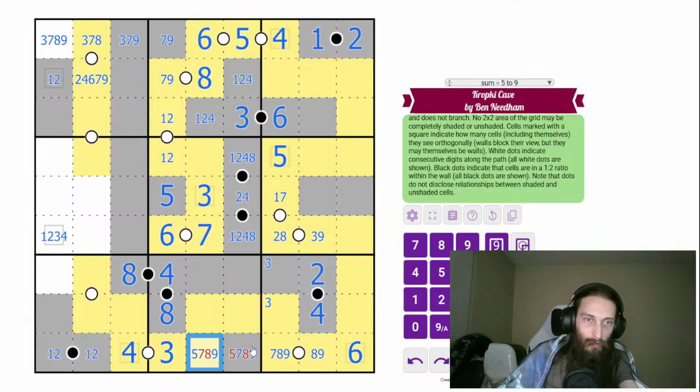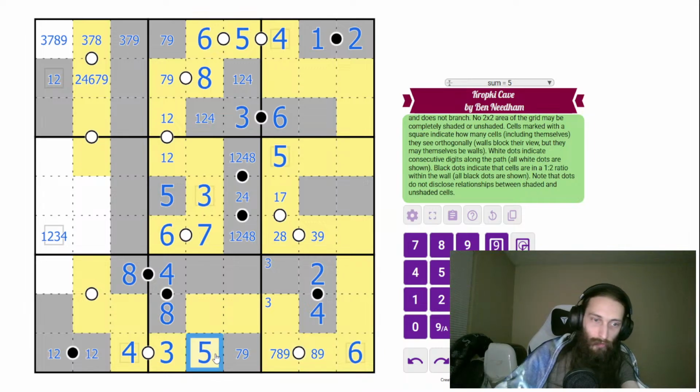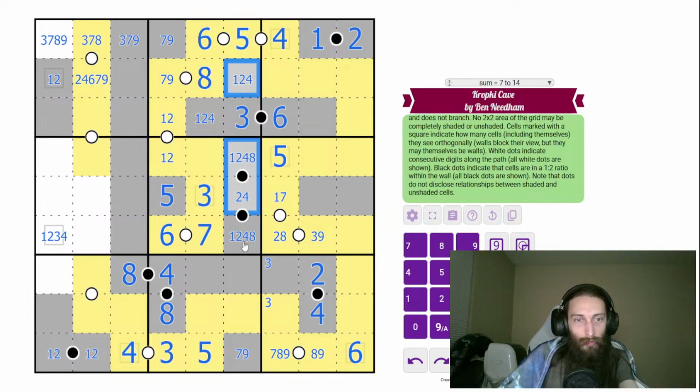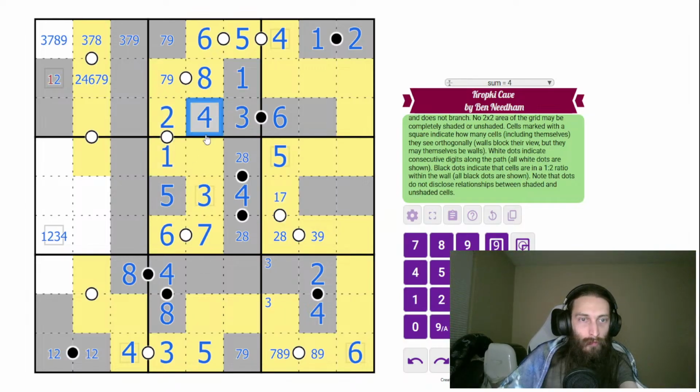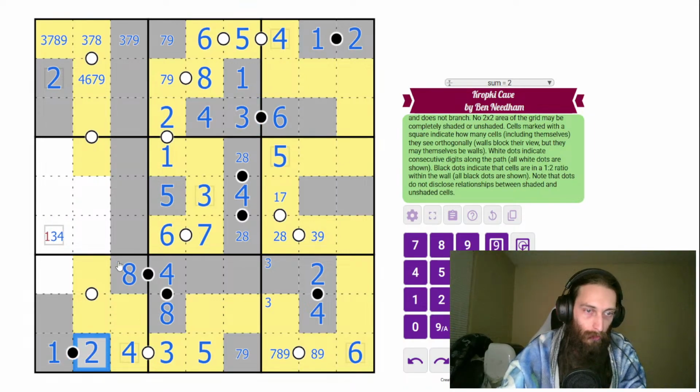5, 7, 8, 9. Got a 7, 8 here. And a 5, 8 there, so that's 7, 8, 9. So this is 5. 1, 2, 4. So we can't have 1, and that's not a 2 in the middle, it's a 4. Oh, well, that means this has to be yellow. But yeah, so it does look like we can have consecutive digits within the walls. Unless I've done something horribly wrong.